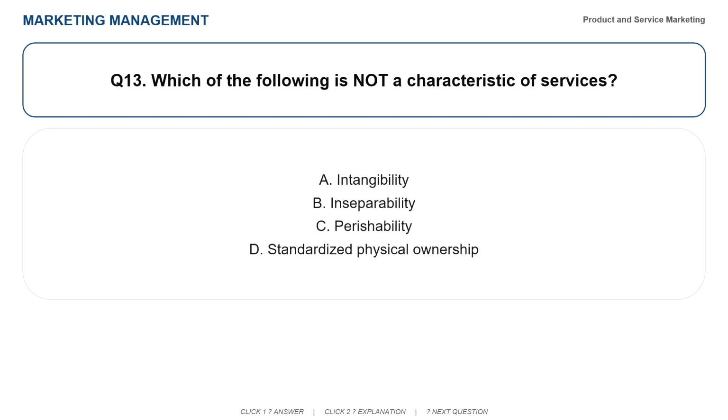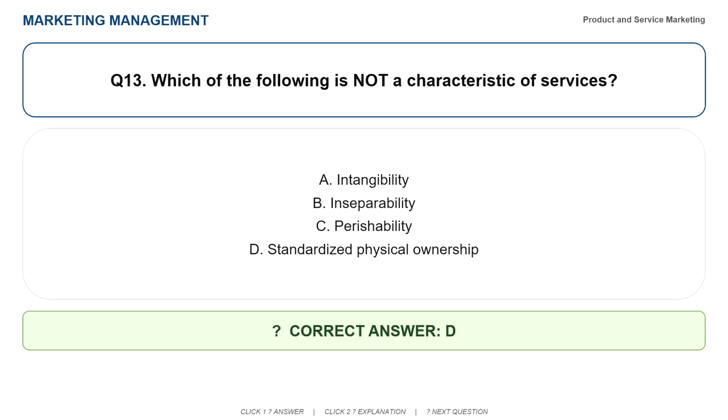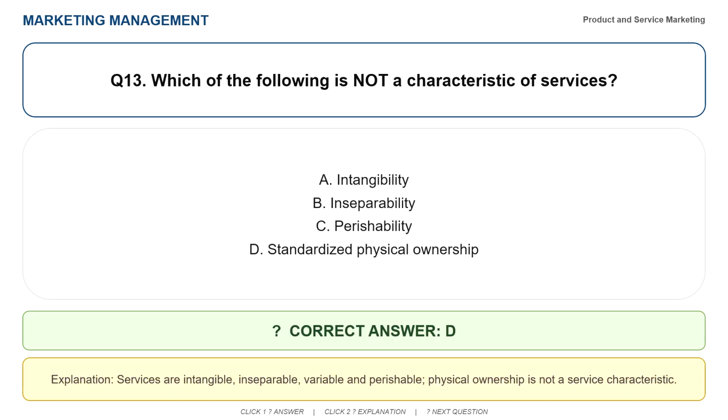Question 13. Which of the following is not a characteristic of services? Option A, intangibility. Option B, inseparability. Option C, perishability. Option D, standardized physical ownership. The correct answer is D. Explanation. Services are intangible, inseparable, variable, and perishable. Physical ownership is not a service characteristic.